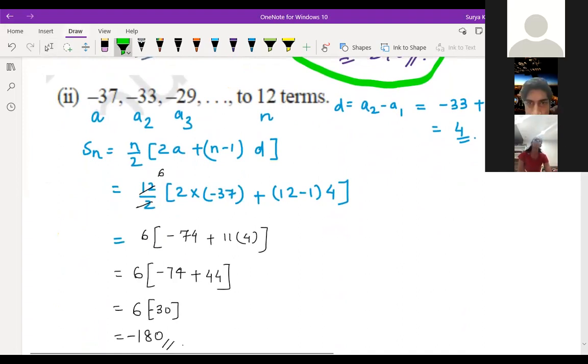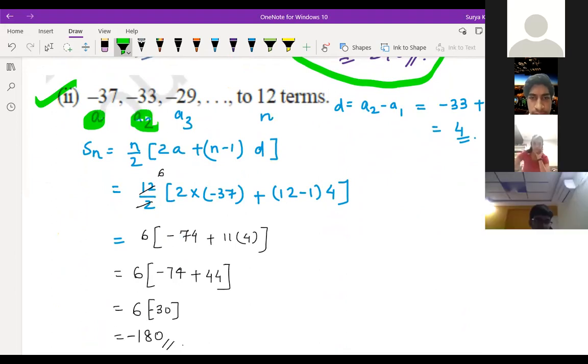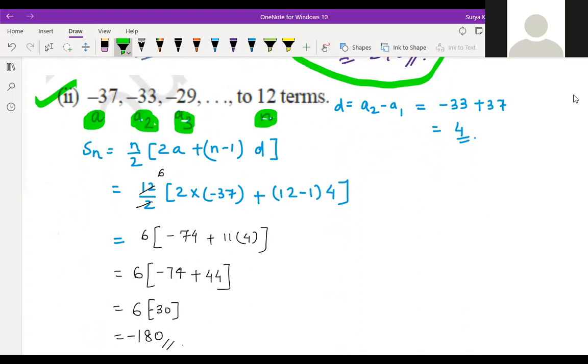So either you can do it by the first method or the second method. Now the next question is question number two. So you can do this question, correct? Minus 37, minus 33, minus 29, and 12 terms. So here they have given A is equal to minus 37, A2 is equal to minus 33, A3 is equal to this much, and N is given over here. So the difference is how much? The difference is 4. So we apply the formula Sn is equal to n by 2 into 2a plus n minus 1 into d. Put the values and get the answer. Check, children, where you are getting doubt.